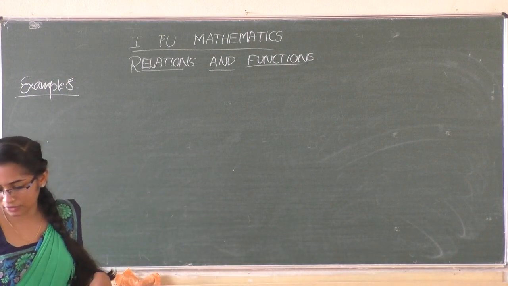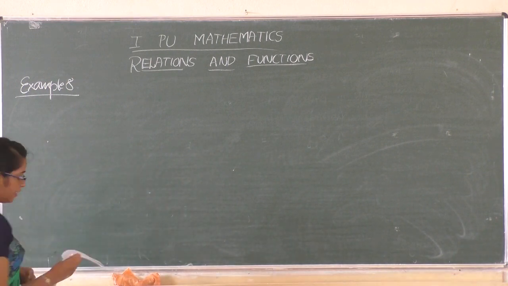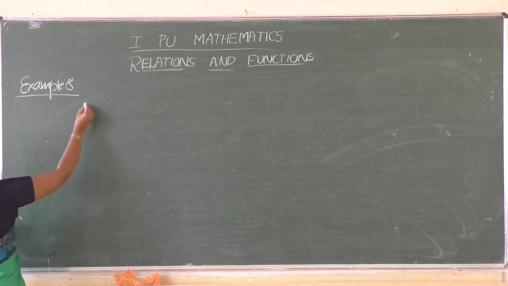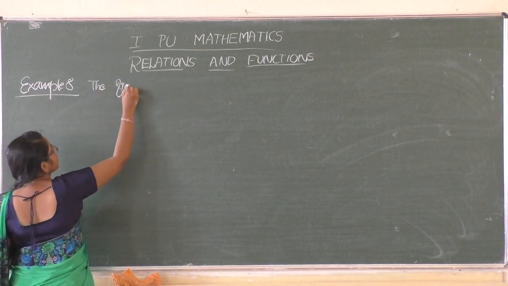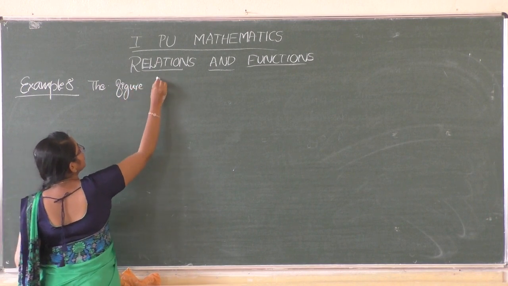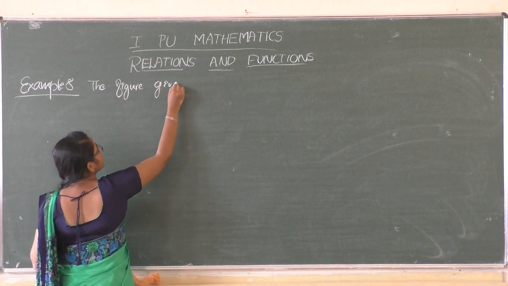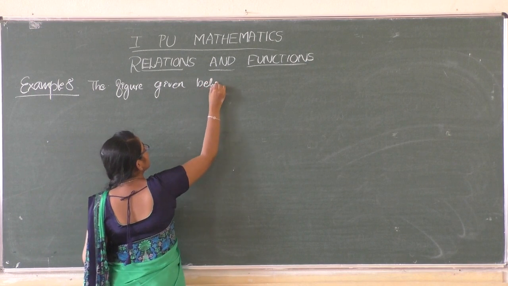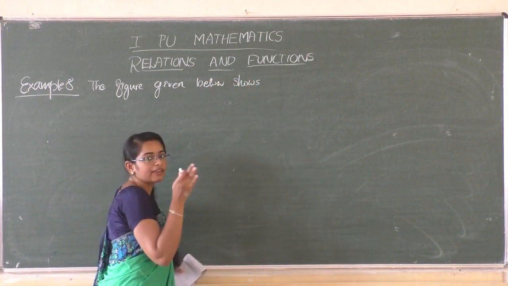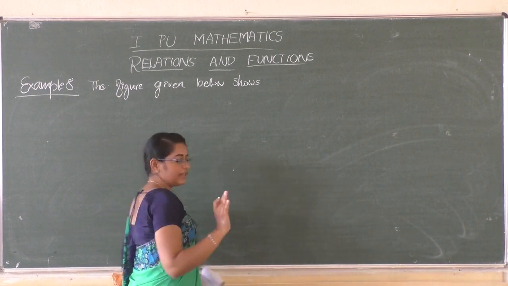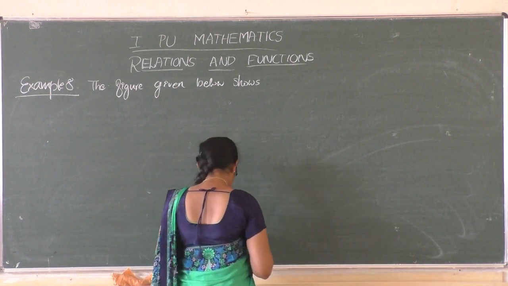What is given is, the figure shows a relation. They have given a figure. The figure given below shows, okay, a figure is given. I will draw the figure later. First of all, I will write the question here.